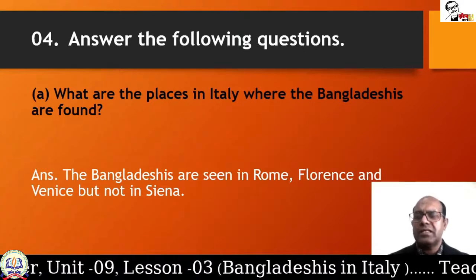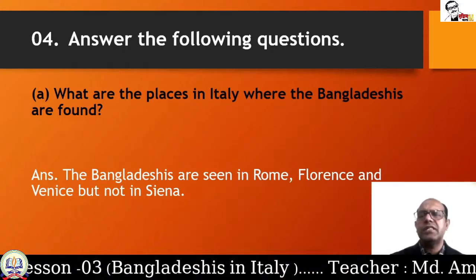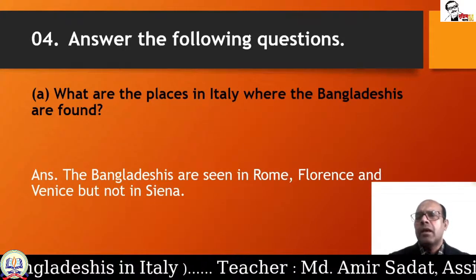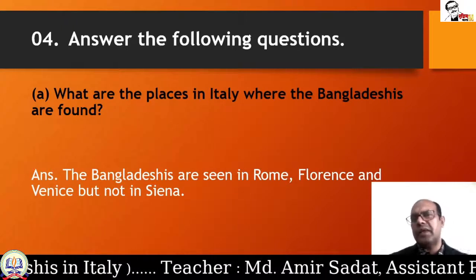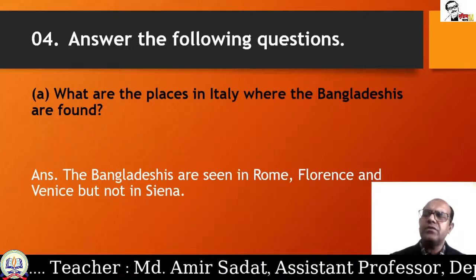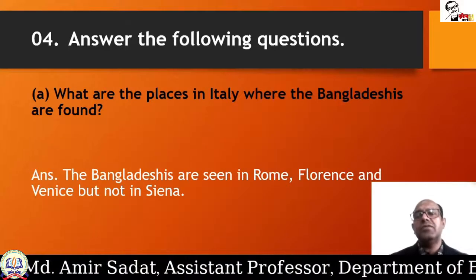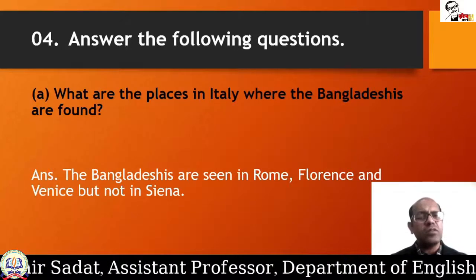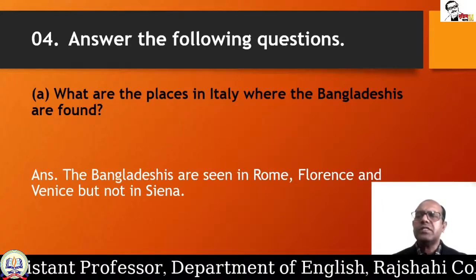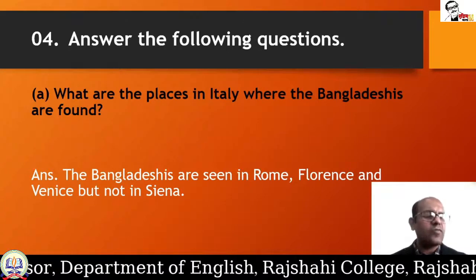Now, dear learners, I have made some open-ended questions, that is called short questions, and for each question you have to get 2 marks. I have made some questions for practice and you can write the answer according to your own. I have also given the answer, and this is a kind of sample answer. You can follow this answer, or you can also write your answer in your own language. Question A. What are the places in Italy where the Bangladeshis are found?